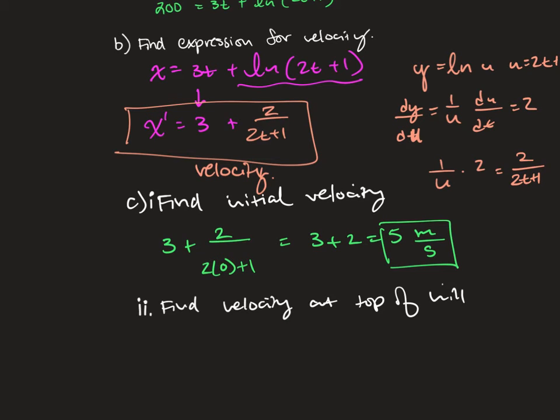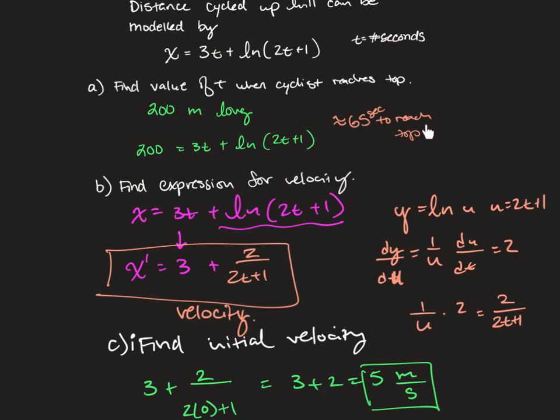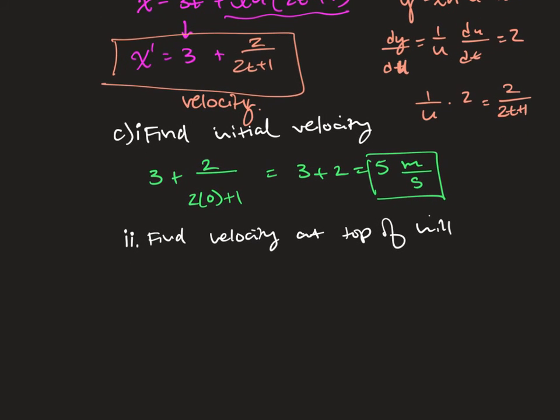Then they want the velocity at the top of the hill. So we know that the top of the hill from up here took us 65 seconds. So we're just going to plug that in. So we're going to say 3 plus 2 over 2 times 65 plus 1 is equal to 3 plus 2 over, that would be 131, which is about 3.01 meters per second, which makes sense. Like, was going pretty fast at the beginning, kind of slowed down near the end.